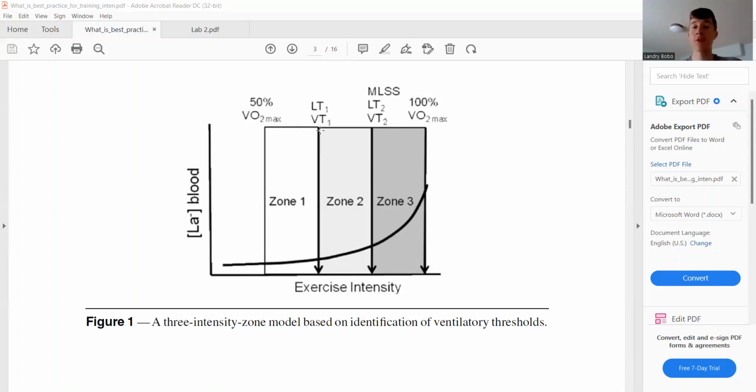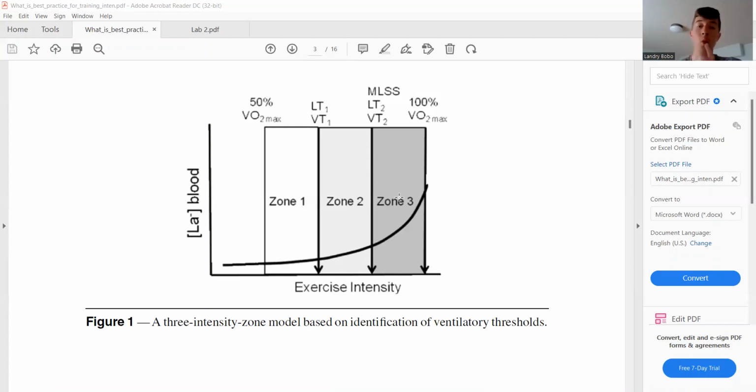But we also have this first threshold. If we want to compare this to the five-zone model, zone 1 would basically be zones 1 and 2, your recovery or endurance zone. This zone 2 would mainly be zone 3, your tempo, your sweet spot. Right around this second threshold would be your zone 4. And basically this would be anything above your FTP, so zone 5 and zone 6, where you do VO2 max or supra threshold efforts.